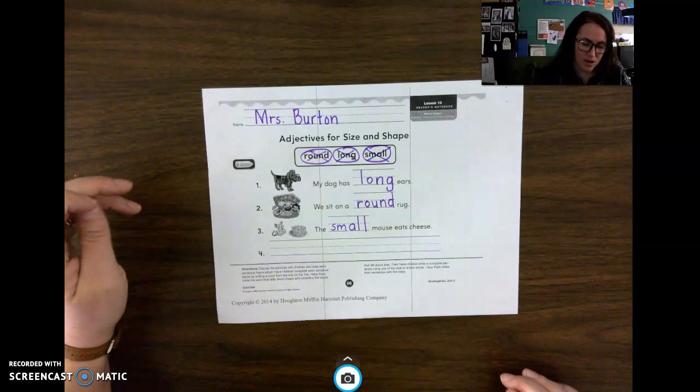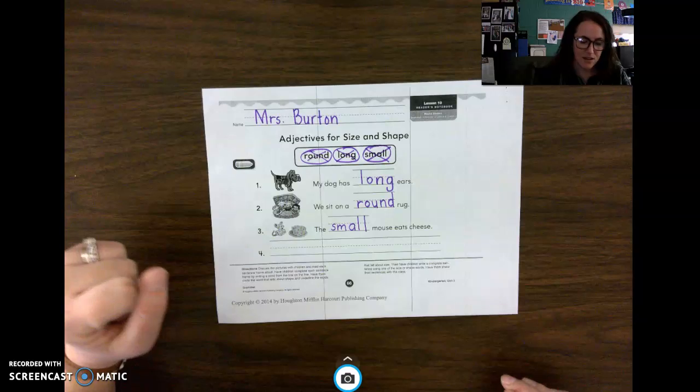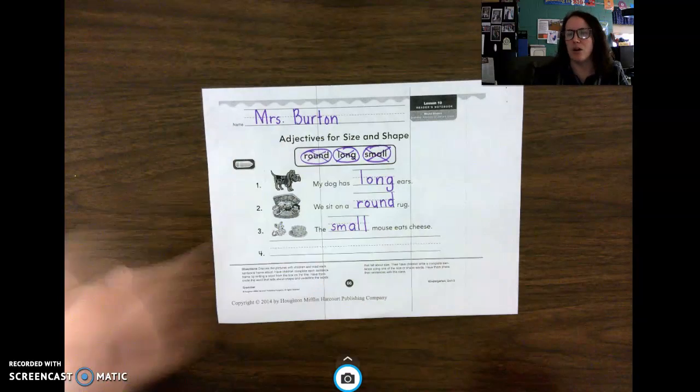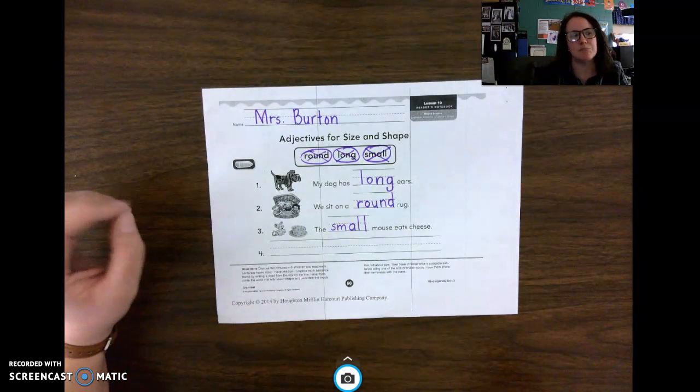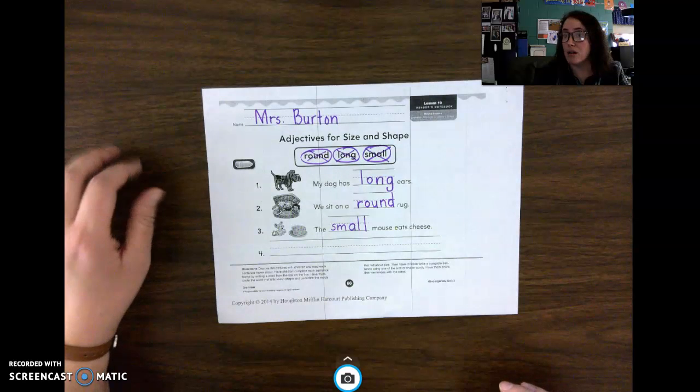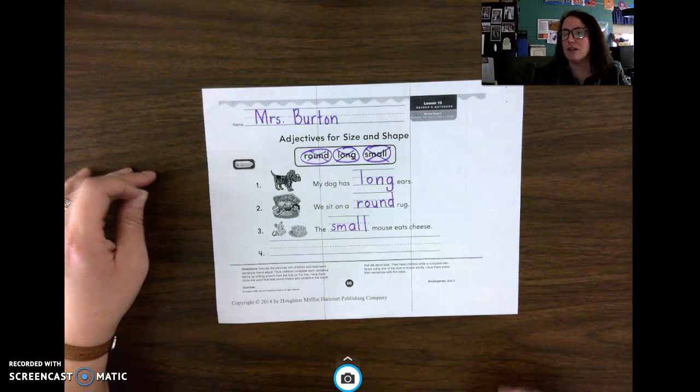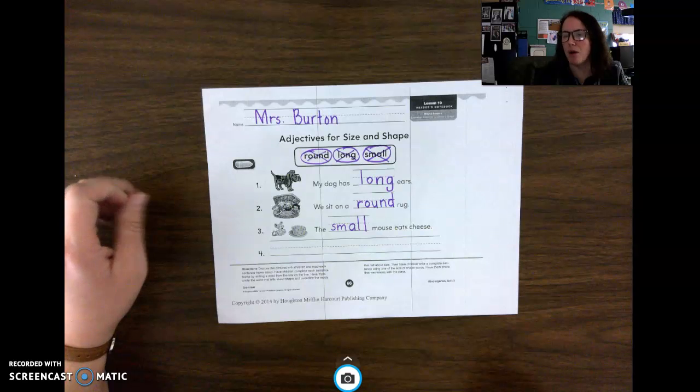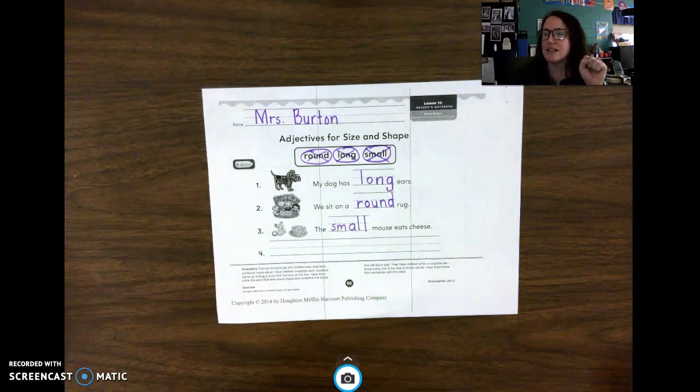All right, we have one last little challenge. We're going to write a sentence using one of these words. Let's use the word small. Let's see if we can think of something that's small. Bugs. Most bugs are pretty small. Let's write the bug is small. Okay, let's see how many words that is. The bug is small. How many words is that?